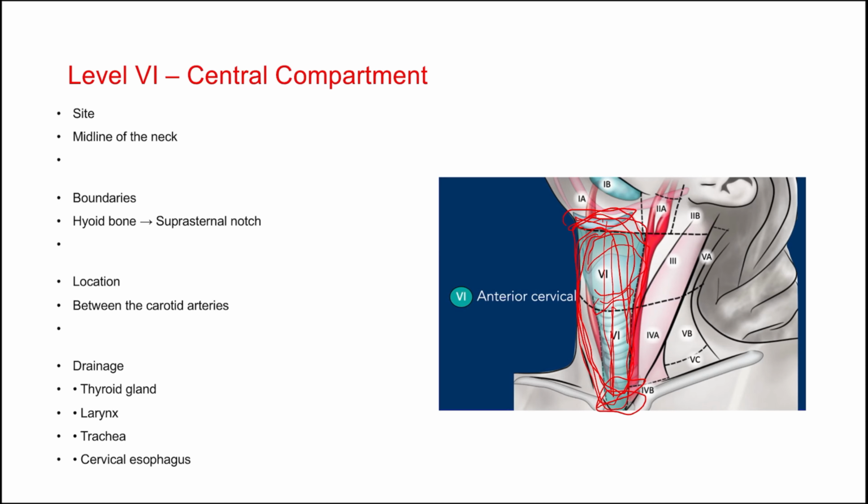So level 6 nodes are particularly important in thyroid cancer, where lymph node metastasis commonly occurs in the central compartment. Level 6 lymph nodes also drain the larynx, trachea, and cervical esophagus besides the thyroid gland. So these lymph nodes are enlarged mainly in carcinoma of the thyroid gland, carcinoma of the larynx and trachea, and cervical esophagus.